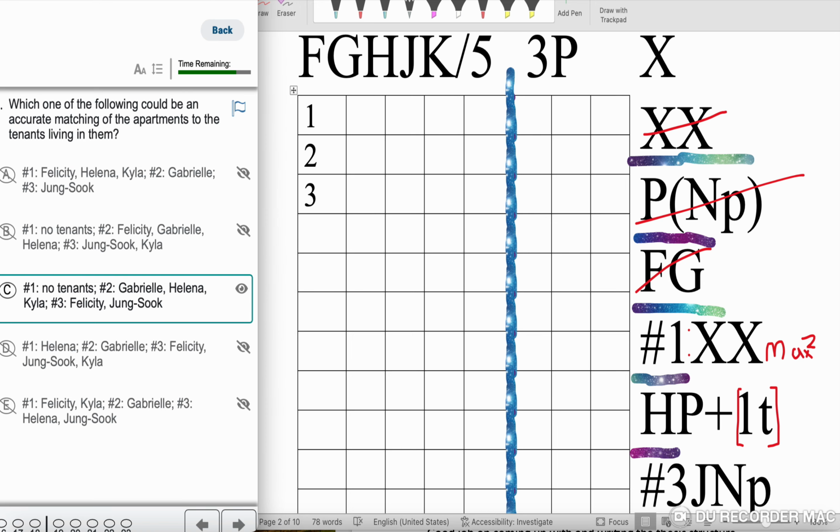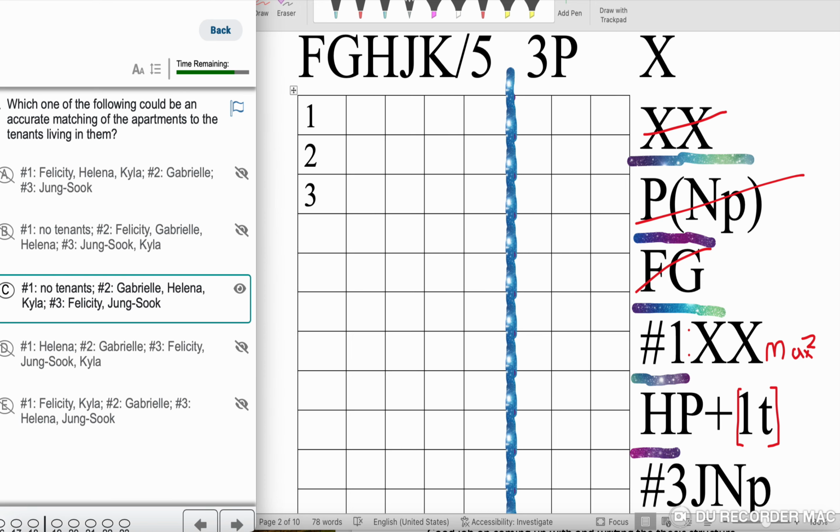Number 1, no tenants. 2, G, H, K. 3, F, J.